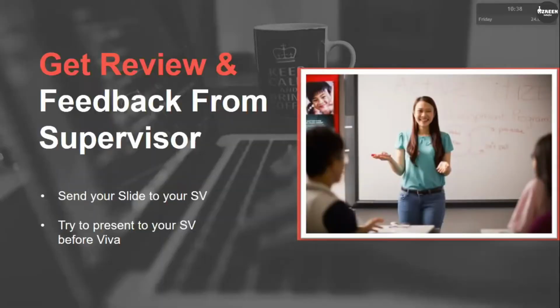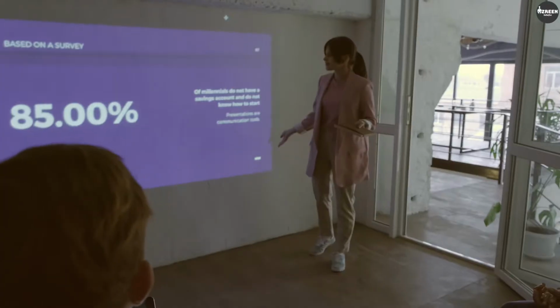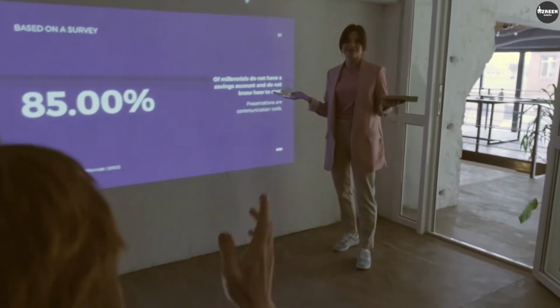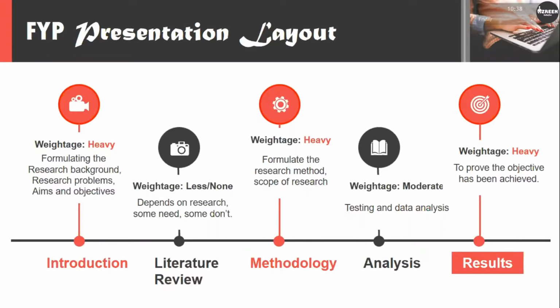Why? Because during that time, you might want to identify some of the slides that need improvement. You get feedback from a supervisor. Let your supervisor check for your mistake. Try to present in front of your supervisor, and perhaps he or she is going to correct your mistake. So during the Viva, this is what you're going to present.